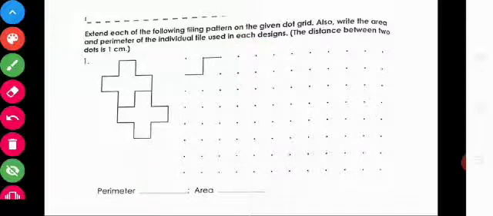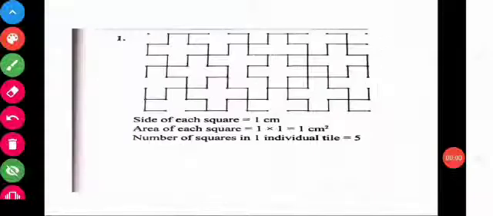The distance between two dots is 1 centimeter. The distance between two dots is how many centimeters? It is 1 centimeter. Area means the region enclosed by a closed plane figure. That is the region enclosed by a closed plane figure. It's called area. The area of a square of side 1 unit is 1 square unit. Okay children, what is that? The area of a square of side 1 unit is 1 square unit.